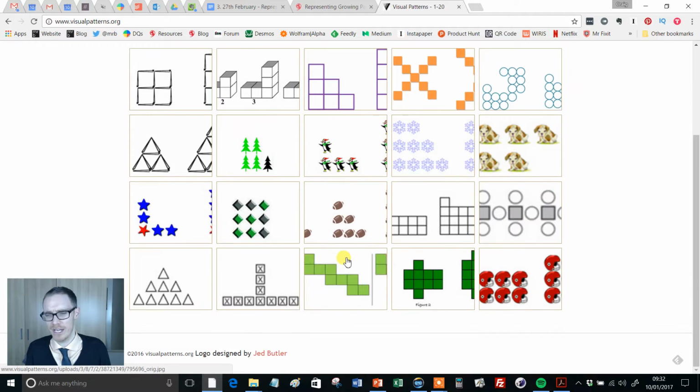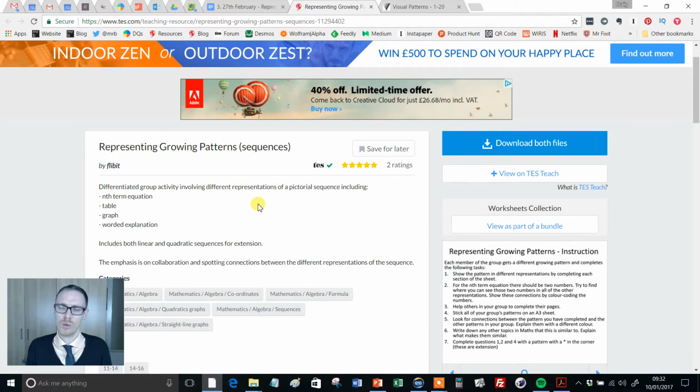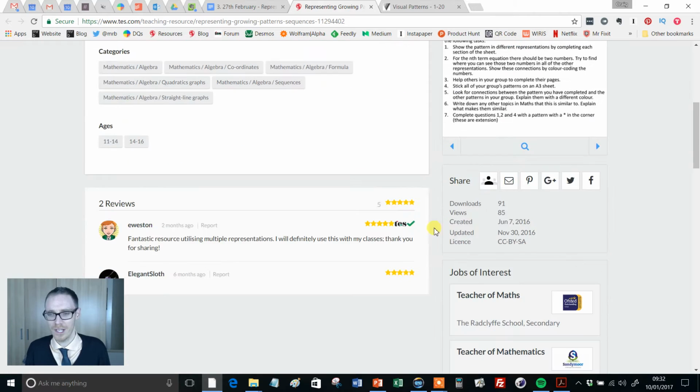If you haven't used that, it's a treasure trove of, well, over 200 wonderful patterns that you can get kids to analyse, and you can bring in the algebra if you want later on. And that's why I've fallen in love a little bit with this wonderful resource, Representing Growing Patterns, because it takes that idea and flipping heck, it extends it loads. It's a wonderful resource. So let's have a look at it.